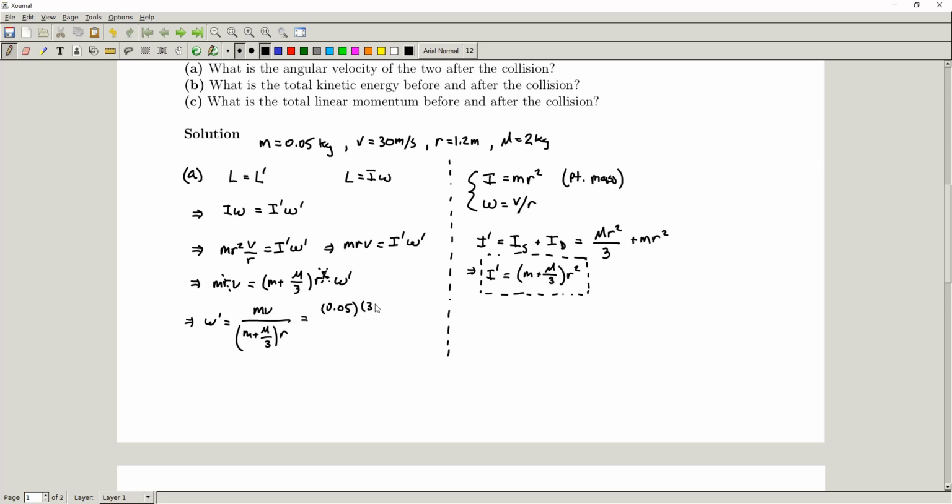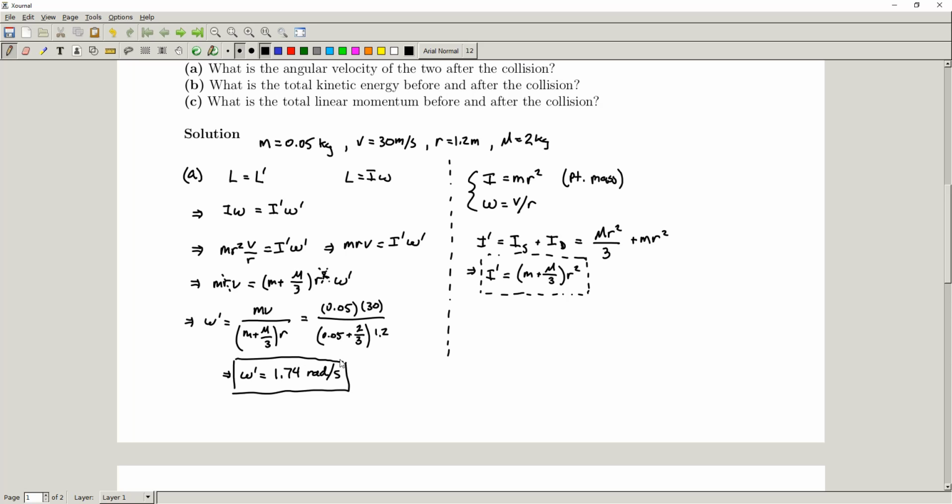Our initial velocity was 30 meters per second. Then we have 0.05 again, plus 2 over 3, and our radius was 1.2. Right? If we do that calculation, we're going to find that omega prime is equal to 1.74 radians per second. Okay, and so that would be the answer to part A.